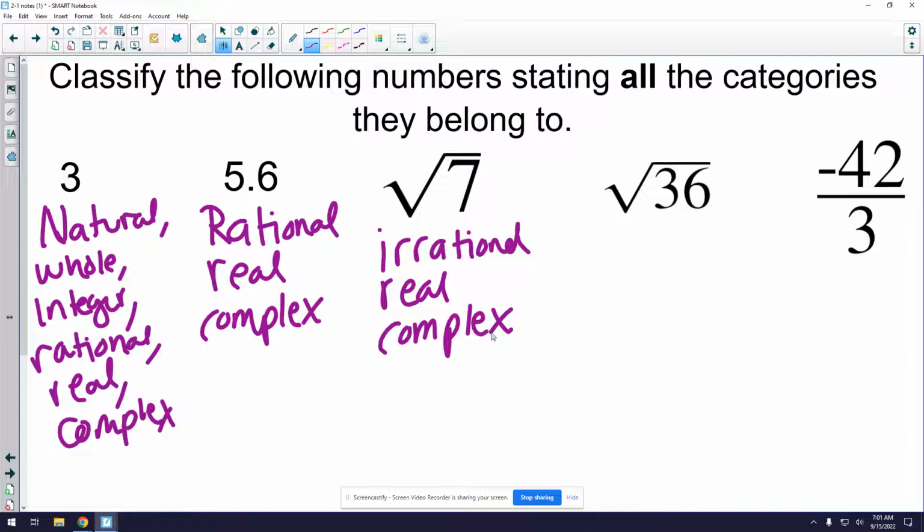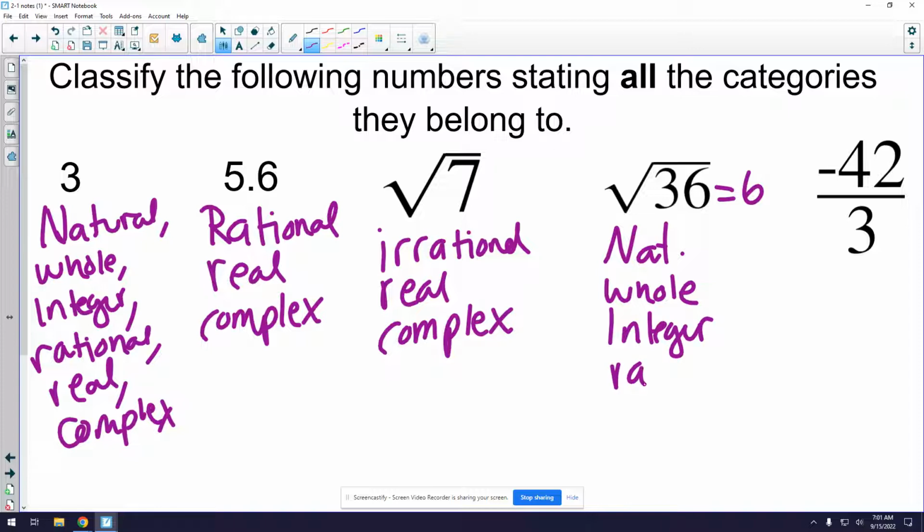Square root of 36. Well, that's 6. So because it's 6, it is a natural, whole, integer, rational, real, and complex.